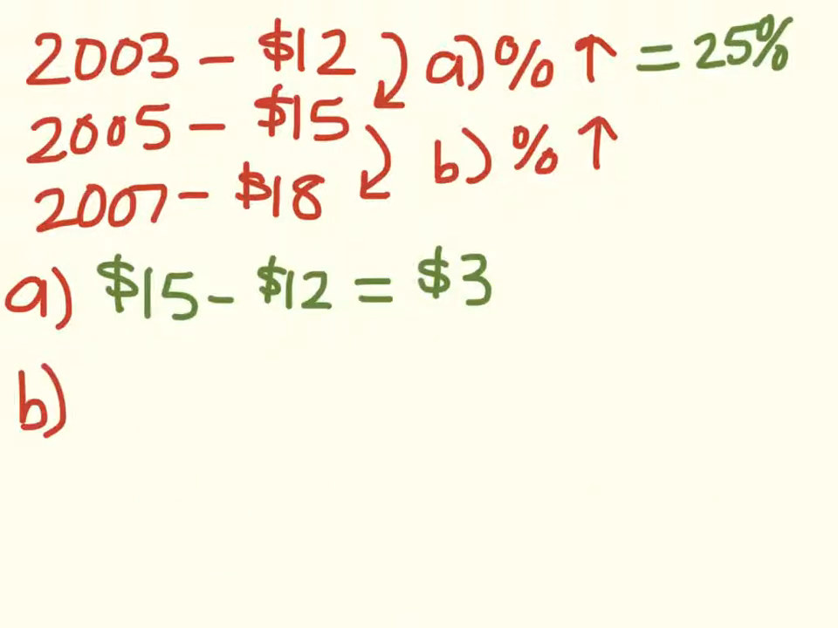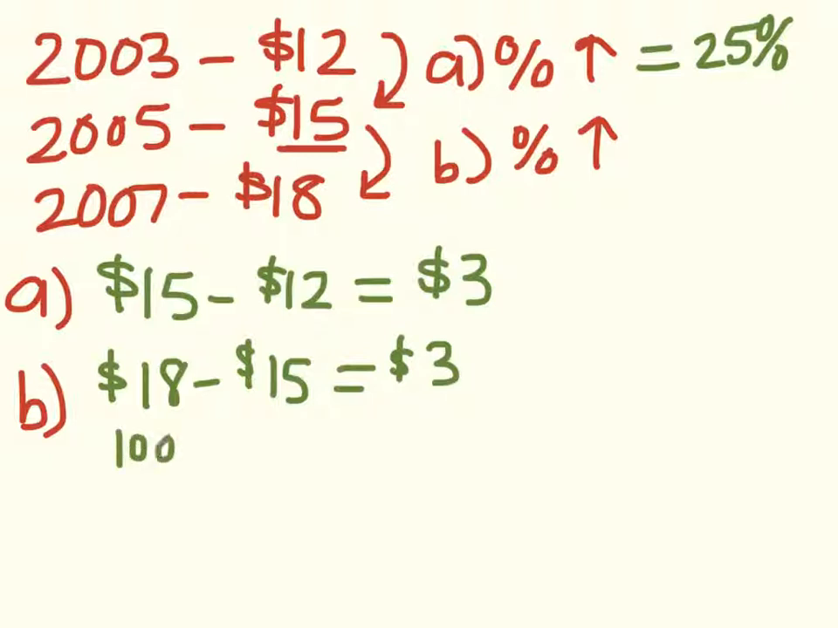Part B asks us to figure out the percent increase from 2005 to 2007. Now it'd be easy to say, oh, it's $3, so it must be 25% again. But remember, we're starting with a new base price, $15 instead of $12, so we need to go through the same steps. So our first step, again, is to figure out the difference in the price between the cost in 2007 and 2005, and that difference equals $3.